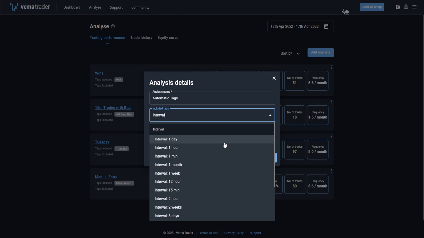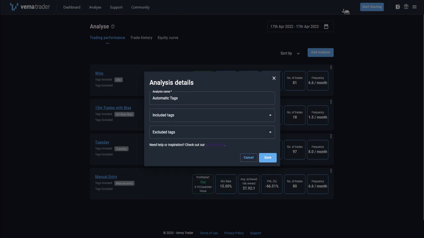So if you want to see how you're doing when you're scalping, you might check your performance across, say, the 15-minute, 5-minute, and 1-minute time frames. And if you want to compare that to your higher time frame trading, you might go and look at your 1-hour, 4-hour and daily interval trading.